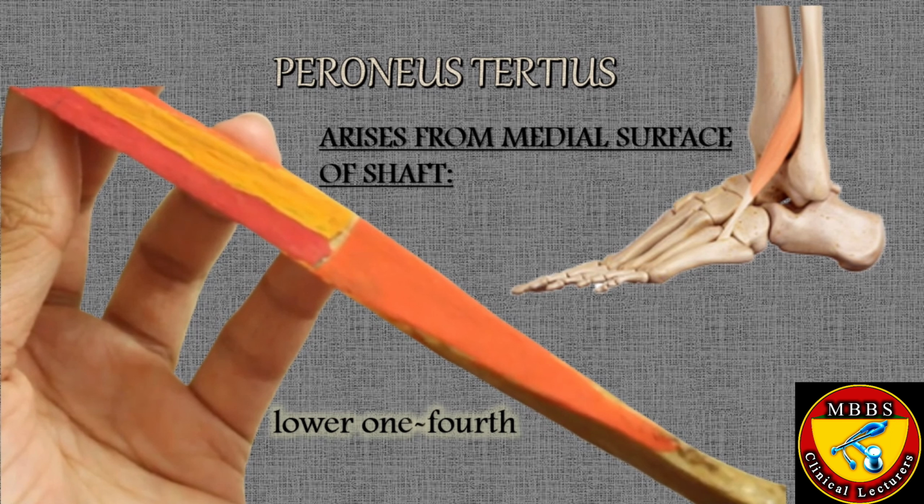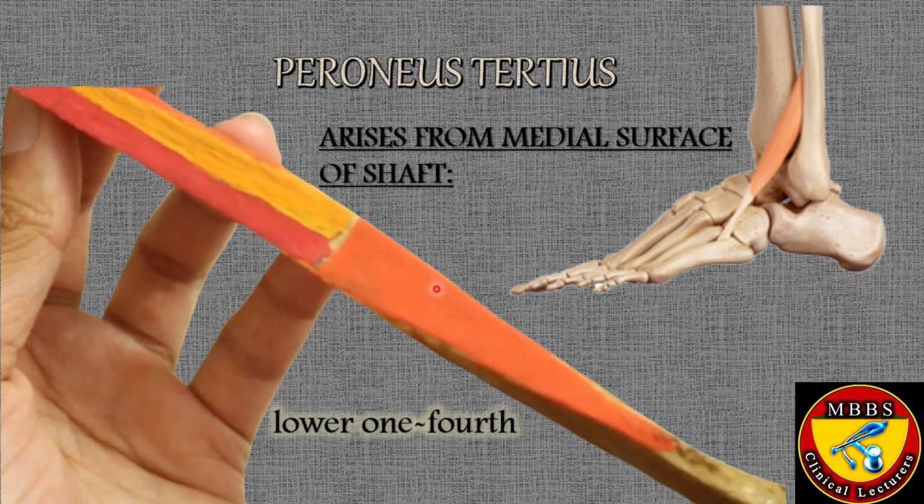Now peroneus tertius. The word peroneus or fibularis is the same thing. So fibularis longus, fibularis tertius, fibularis brevis, or fibular nerve or peroneal nerve. The words peroneal and fibular are the same thing, so don't get confused if sometimes I say fibular, or sometimes I say peroneus, or you read it somewhere else. Now peroneus tertius arises from the medial surface of the shaft. Again, medial surface of the shaft. So this is the third muscle which is arising from the medial surface of the fibula from the lower 1/4.